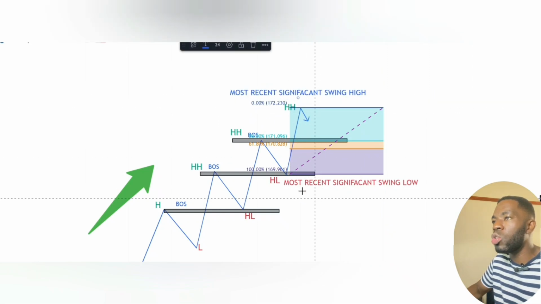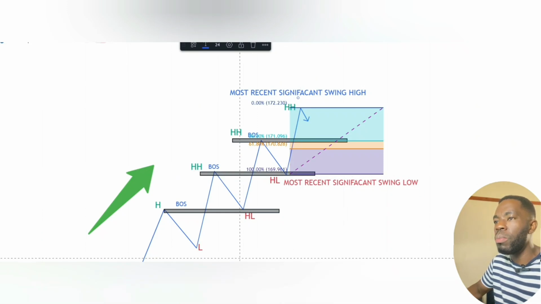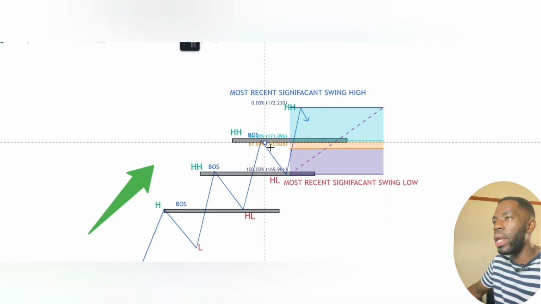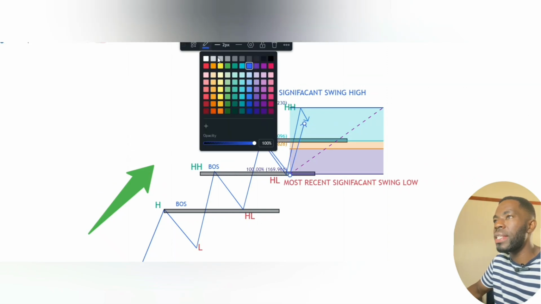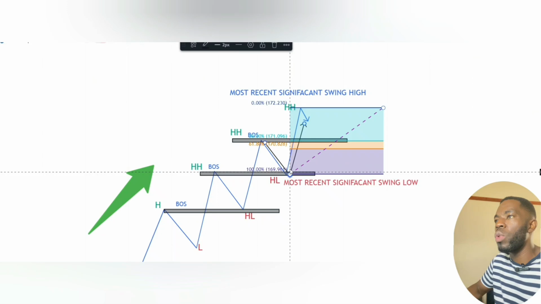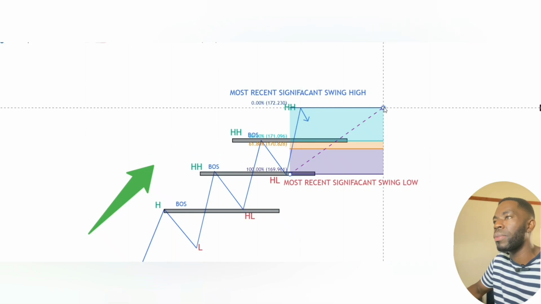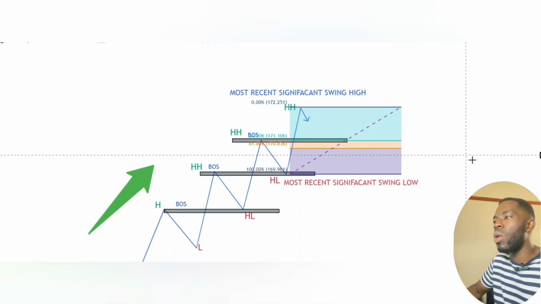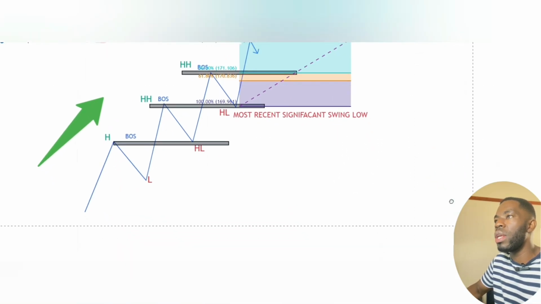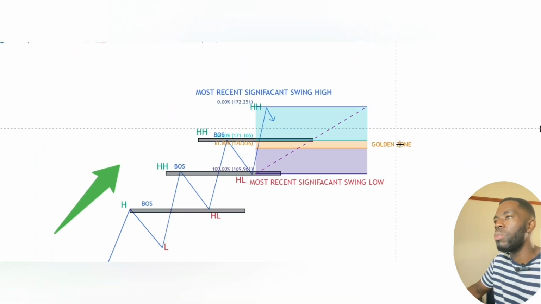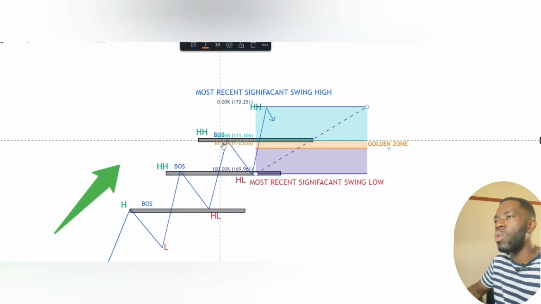So you drag your tool from the most significant recent swing low, which is this one. That means price swung all the way here before going all the way to the upside. So that is a significant swing low here. We drag our Fibonacci tool from the swing low to the swing high, and drag it to the right. We can see that our golden zone is in between the 50% and the 61.8 Fibonacci retracement level.